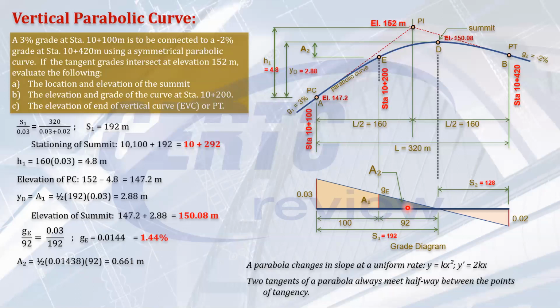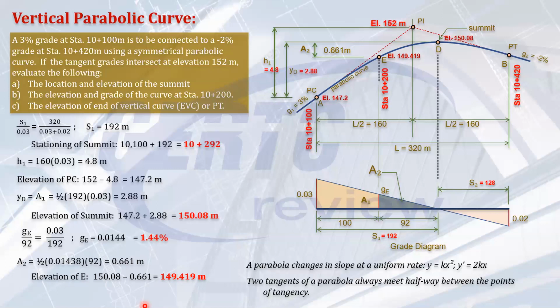All right, so knowing that, then we can now get the elevation of the point E. So that's elevation 150.08 minus 0.661. This is it. So that gives us 149.419 meters. Okay? Did you get it? Anyway, you can rewind the video. You can play it again.